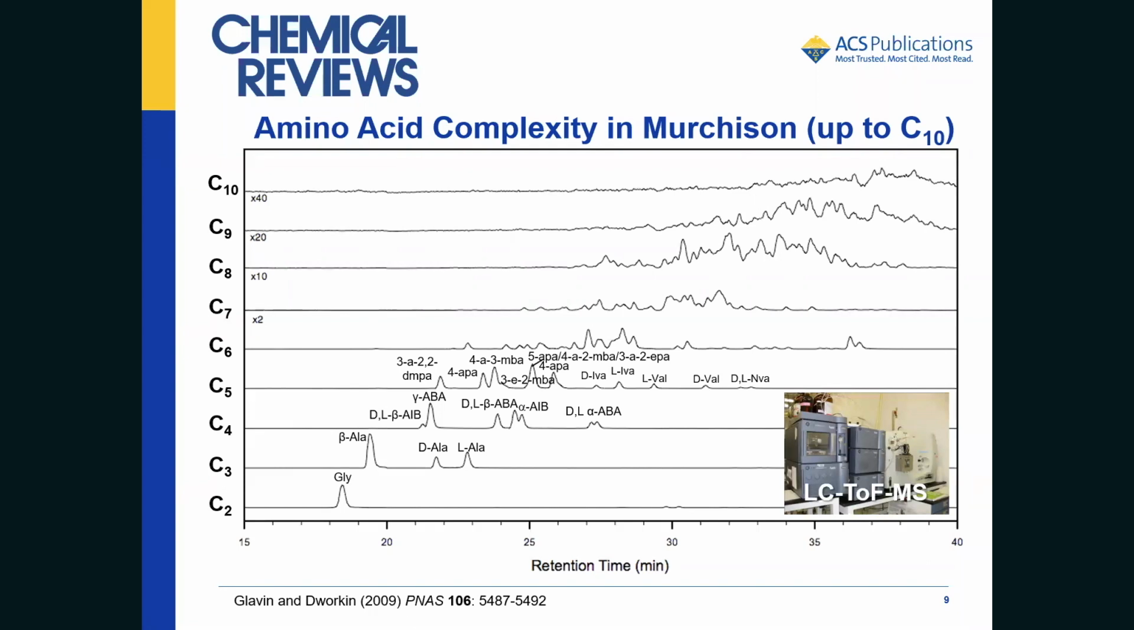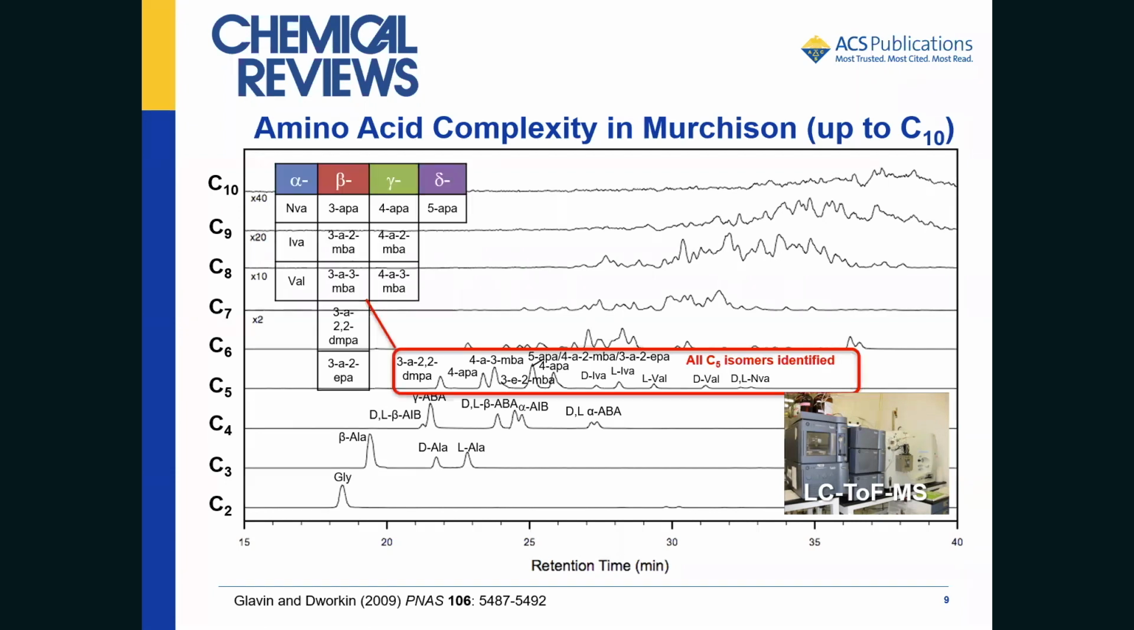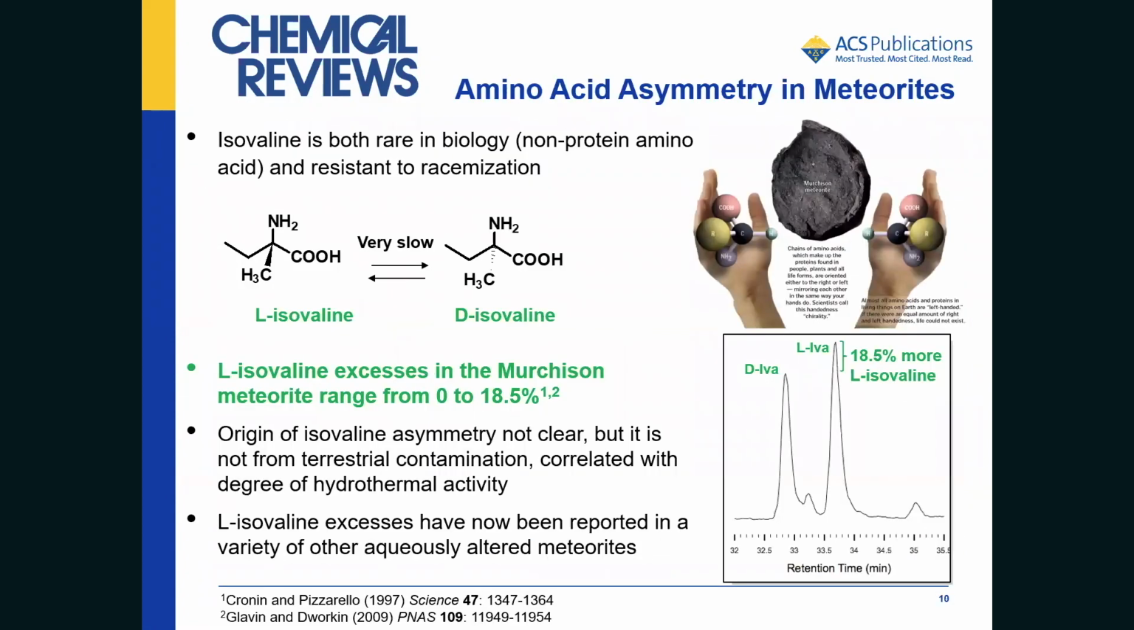We've done a pretty good job in our lab identifying up to the C5 amino acids. Those are shown here, again, alpha, beta, gamma, and delta amino acids. There are actually 23 different enantiomers and isomers of the 5-carbon amino acids, and we've identified them all in Murchison. I highlight the C5s because I want to talk about isovaline, which is a C5 amino acid. It's very unusual. And the reason it's interesting is because we get these relatively large left-handed isovaline excesses in Murchison. And this has been known for quite some time.